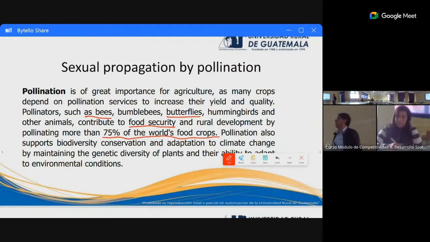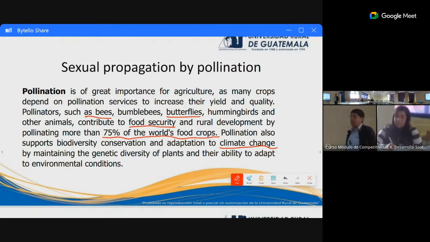Pollination also supports biodiversity conservation and adaptation to climate change. Climate change is a famous concept today. There are many countries and scientists working on this concept, and also on maintaining the genetic diversity of plants and their ability to adapt to environmental conditions. Let's continue.